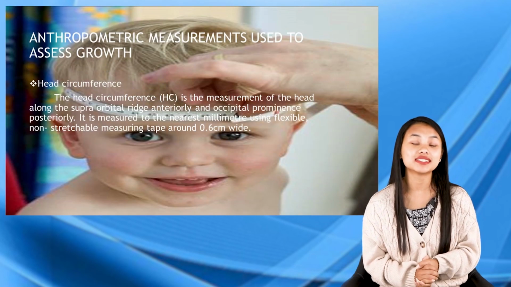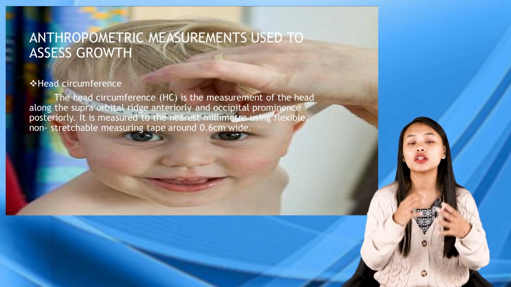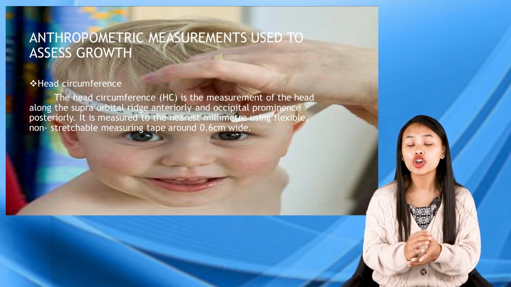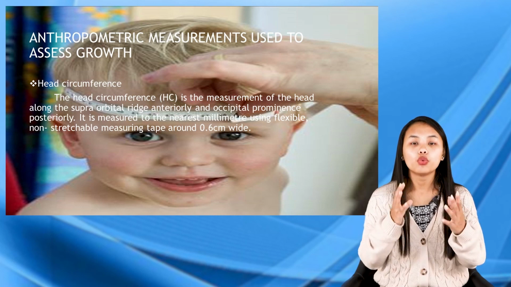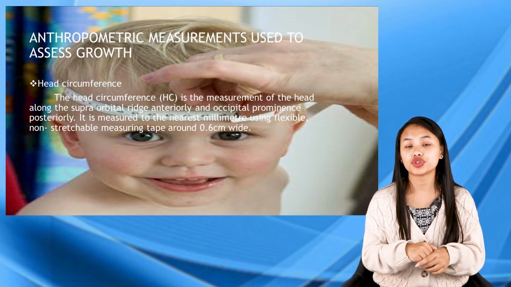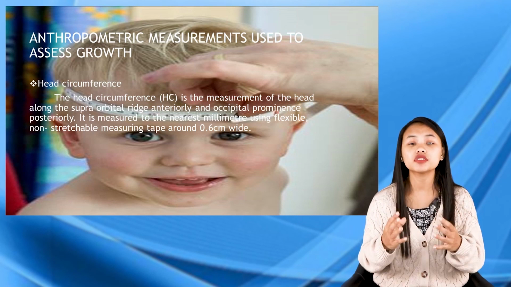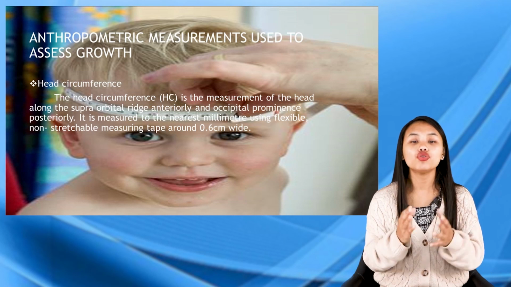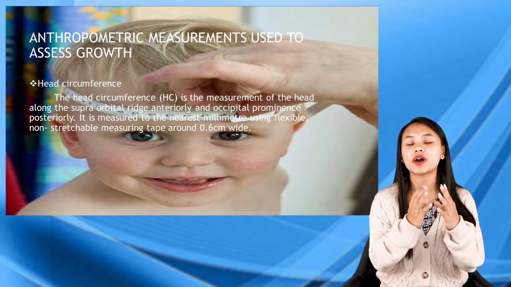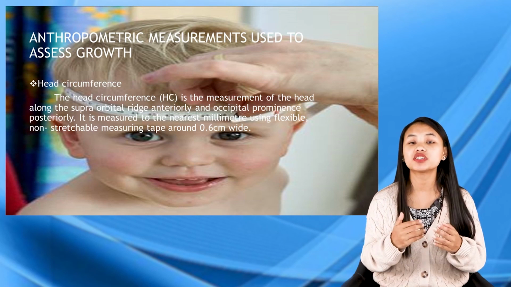And the last one is the head circumference. So this head circumference is the measurement of the head along the supraorbital ridge, which is the forehead, to the prominent area on the back part of the head posteriorly. So here, whenever you assess the head circumference of a person, you must make sure that you measure it along the supraorbital ridge anteriorly and the occipital prominence posteriorly.